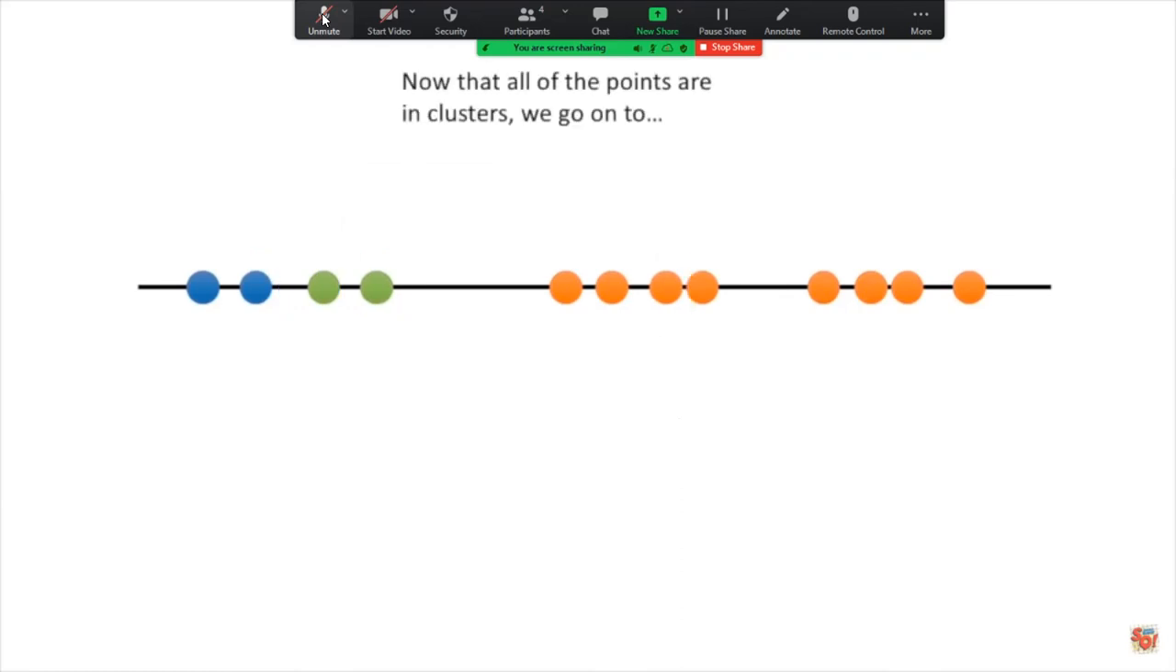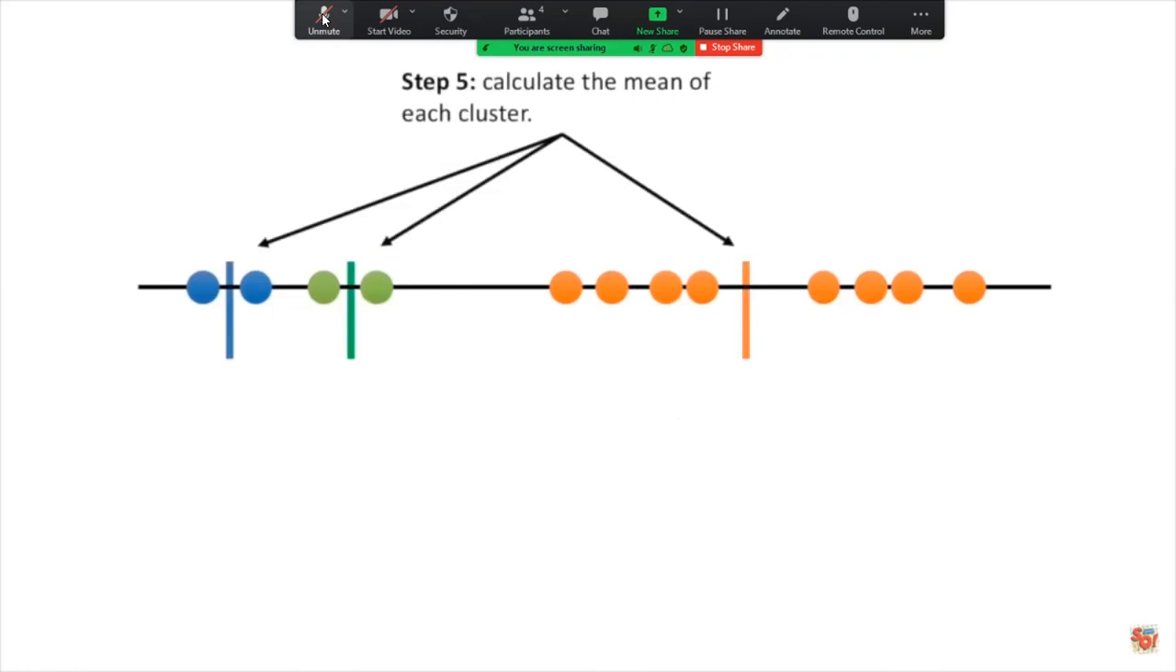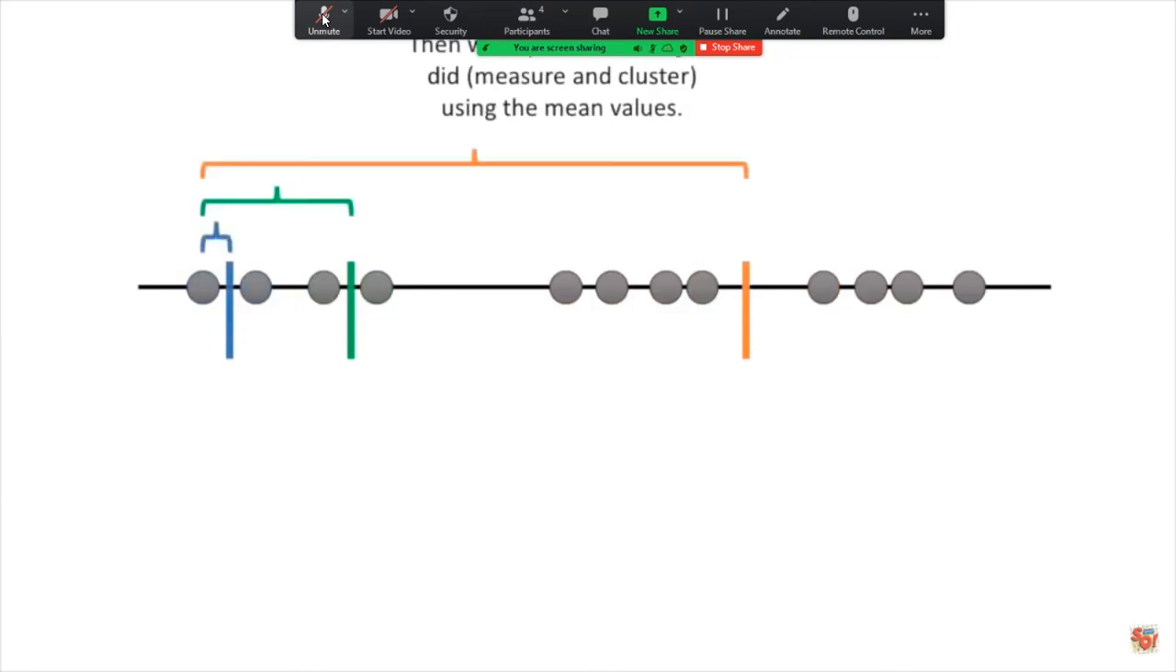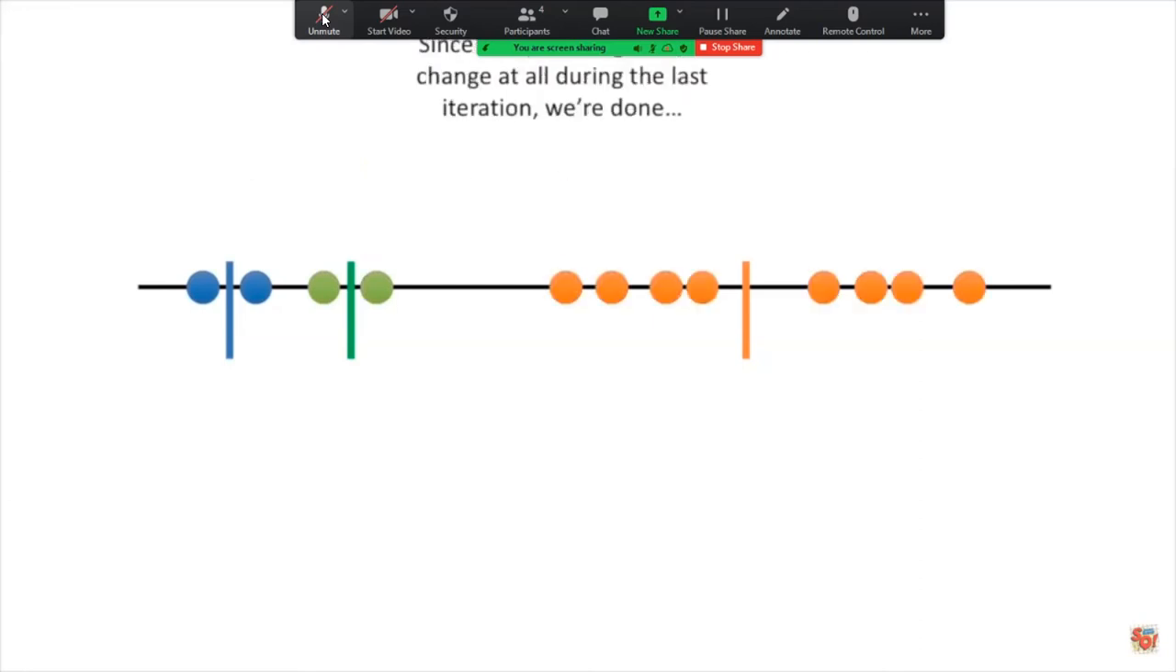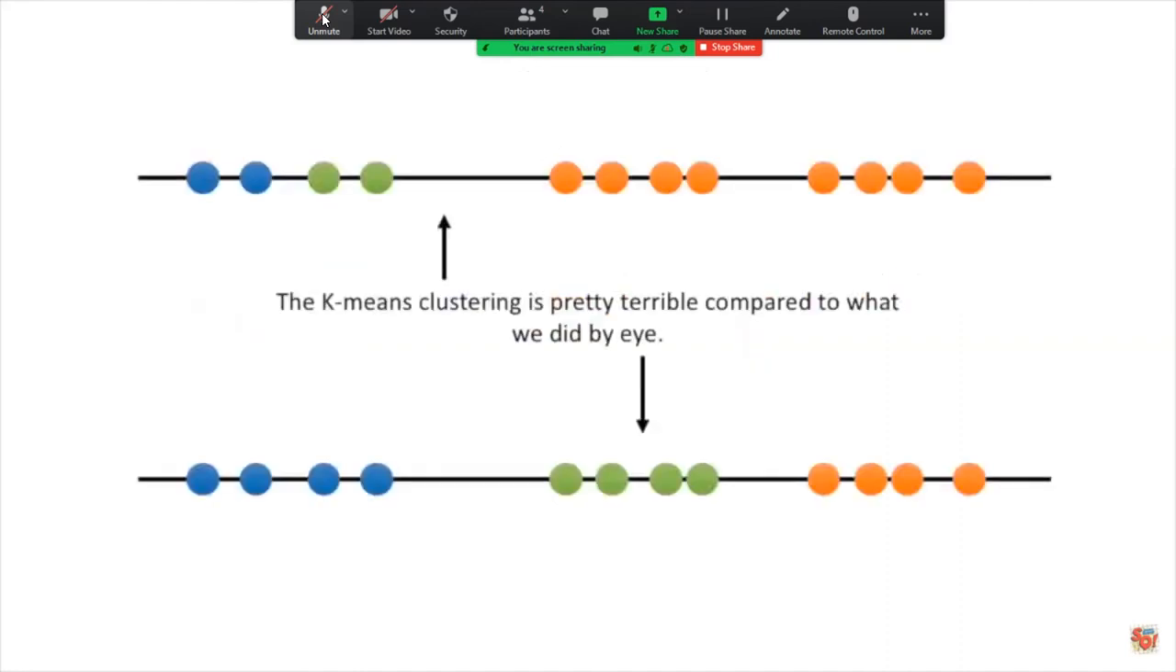Now that all the points are in clusters, we go on to Step 5. Calculate the mean of each cluster. Then we repeat what we just did, measure and cluster, using the mean values. Since the clustering did not change at all during the last iteration, we're done. Bam! The k-means clustering is pretty terrible compared to what we did by eye.